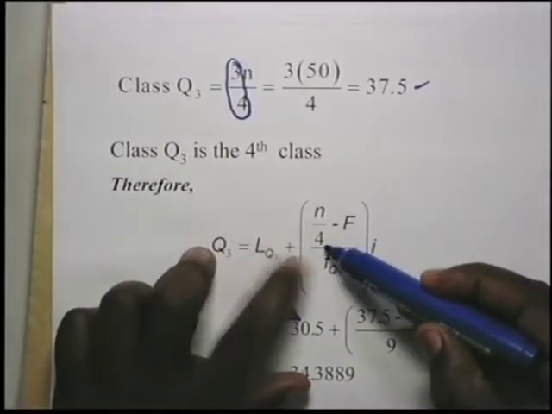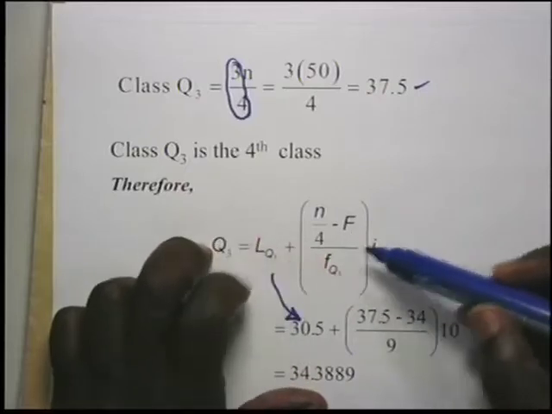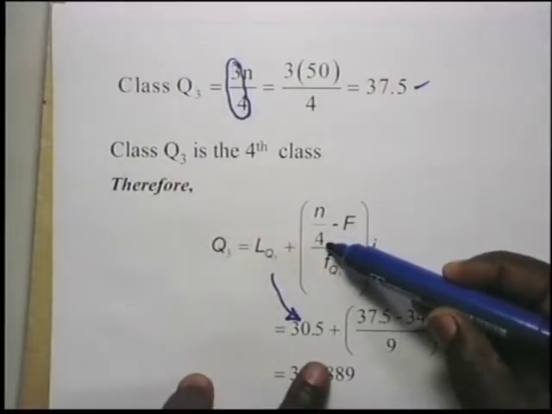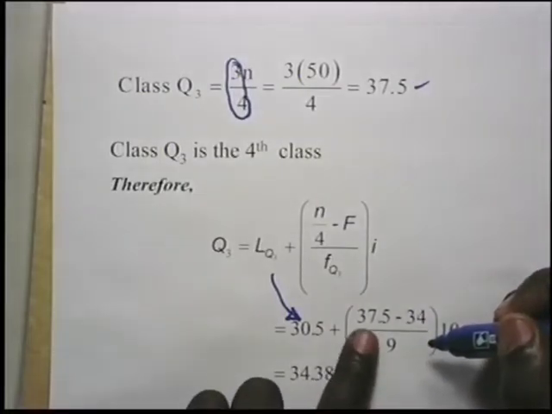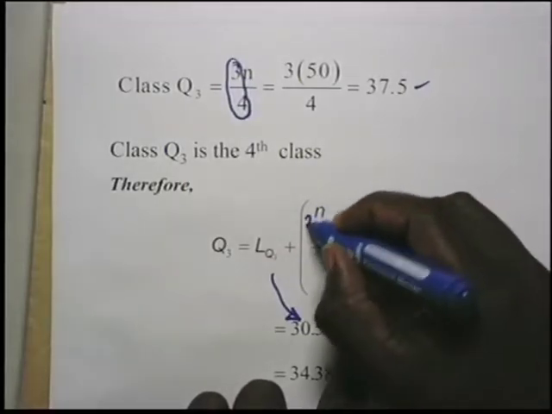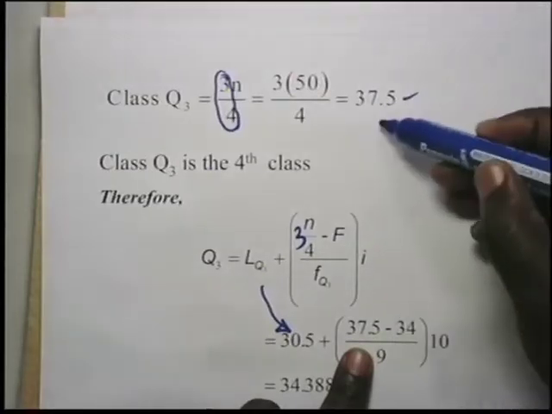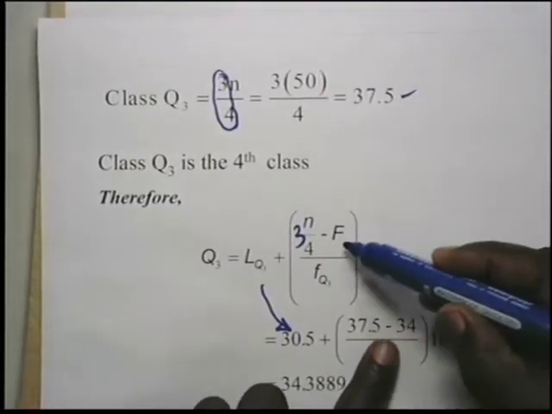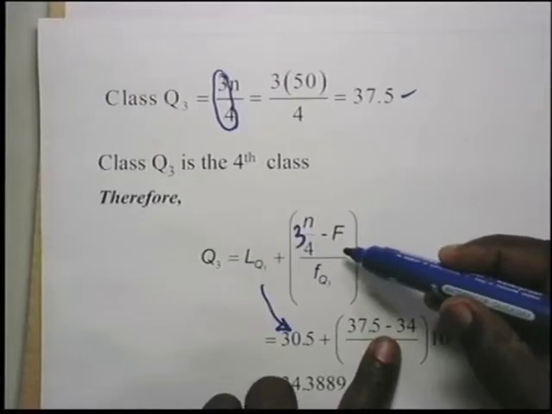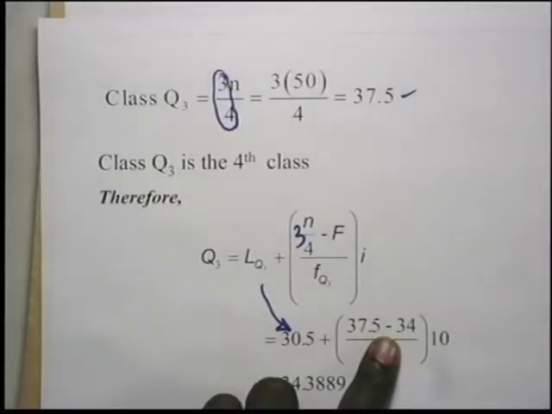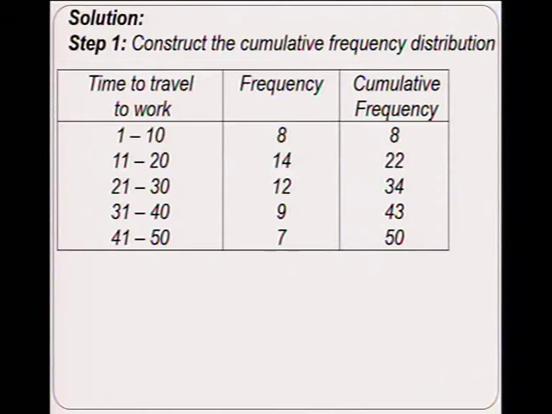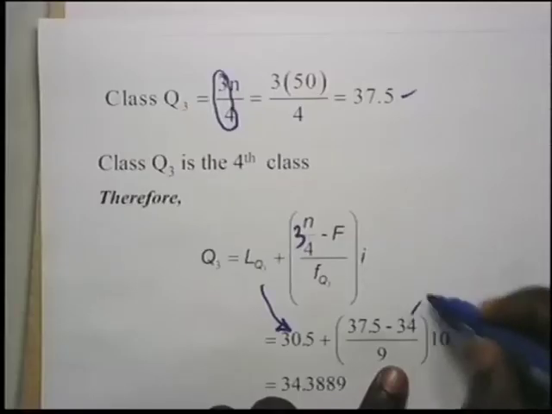Now, here n divided by 4, we know this already. It equals 37.5. Am I right there? We should have multiplied this one by 3, so we get this 37.5. We subtract now the cumulative frequency of the class just before the third quartile class. That one is 21 to 30, and the cumulative frequency there is 34. That's where we get this 34.